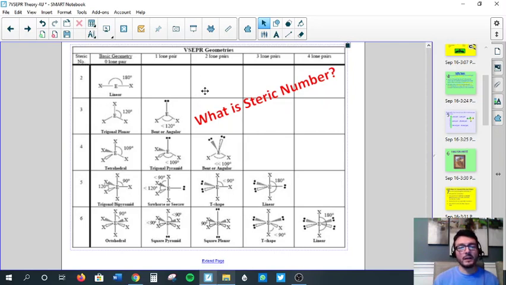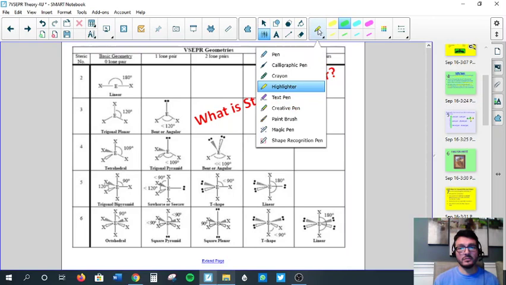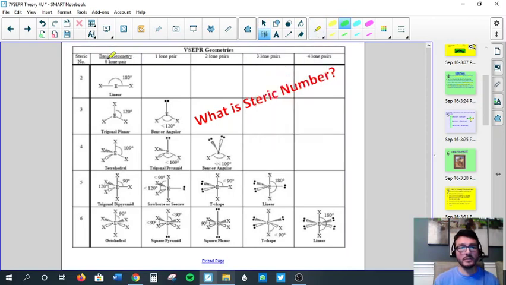Okay. If you've taken my class in the past, which I know a few of you have, if you're in my grade 11 class, you're very familiar with this. If you haven't, let's go over a few parts. So highlighter again, steric number may be something that you haven't seen in the past. So steric number 2, 3, 4, we'll define what that means in just a moment.